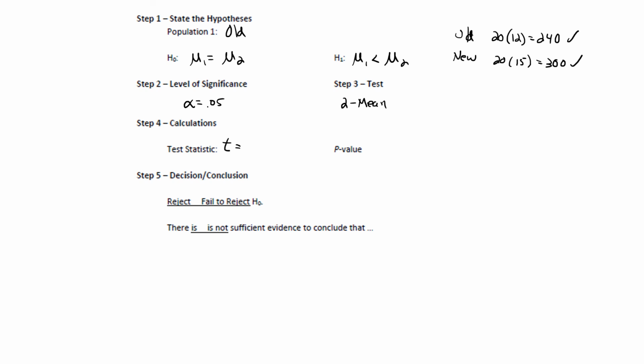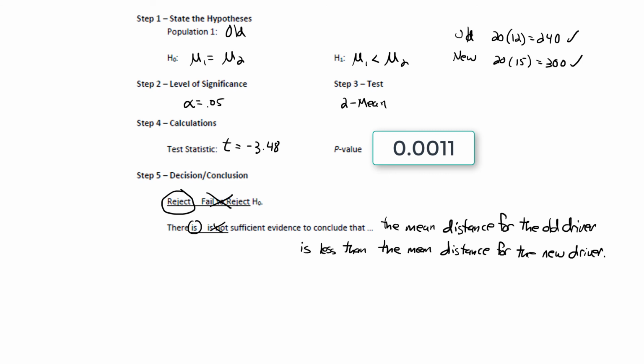The test statistic t was negative 3.48, indicating that our sample results were about 3.5 standard deviations lower than we expected. The p-value, 0.0011. That is less than the level of significance, so we reject the null hypothesis. And that means that there is enough evidence to conclude that H1 is true. In this problem, that the mean distance for the old driver is less than the mean distance for the new driver.